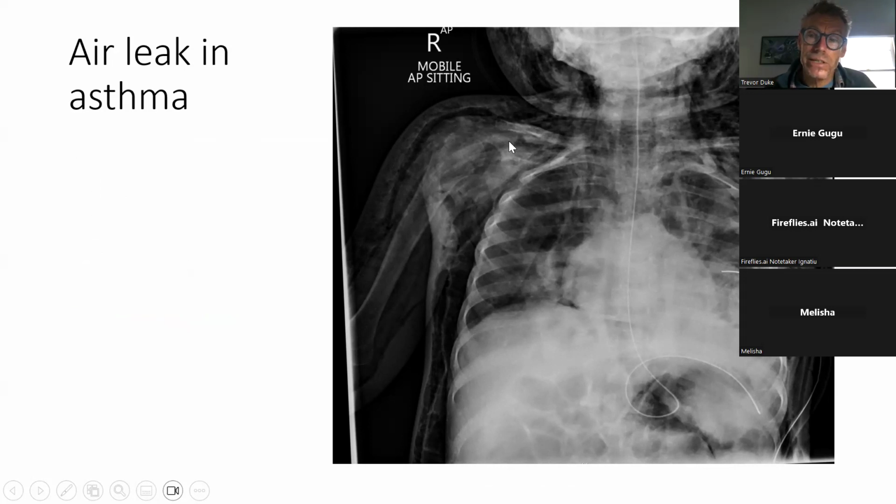So sometimes when you get air leak and you have severe expiratory airflow obstruction, it will just continue to leak out the lung and fill up the soft tissues, and it can cause a tamponading effect on the lung and can be quite difficult to manage. Generally, you manage it with just high flow oxygen and treating the underlying problem, reducing the expiratory airflow obstruction and treating the asthma in this case.